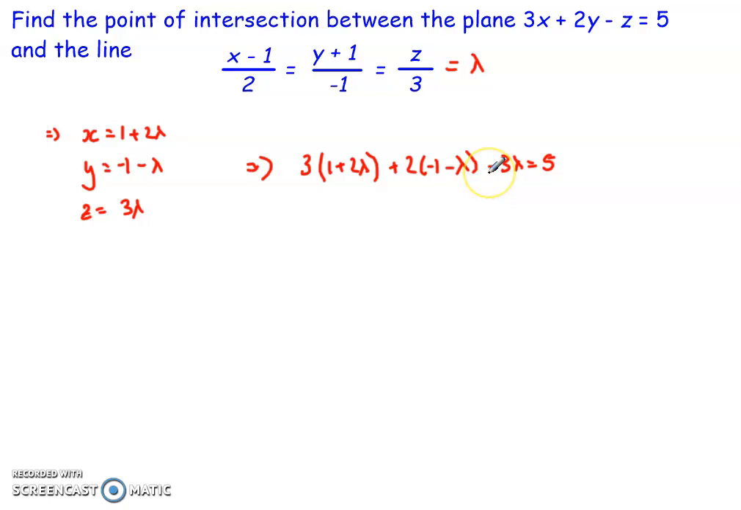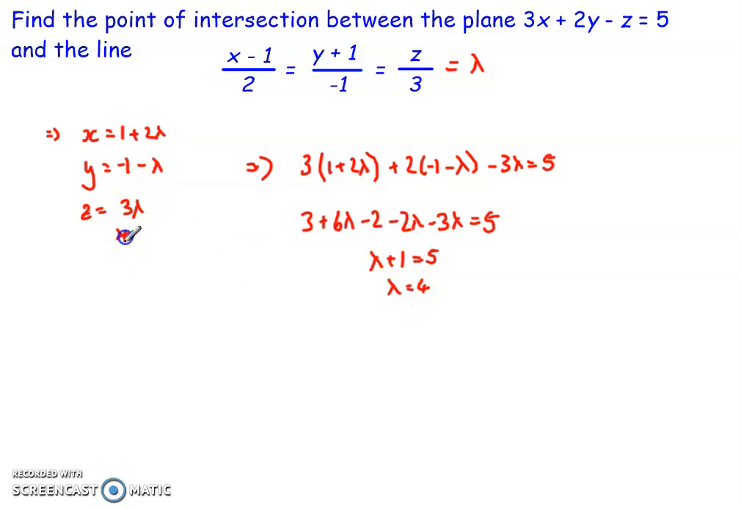So now that I've got all of that, what I have to do is multiply out the bracket and then simplify everything, so get all the lambdas together, all the numbers together, and solve and find the value for lambda for which it works. So if I multiply out the bracket, I get 3 plus 6 lambda minus 2 minus 2 lambda minus 3 lambda equals 5. Sort this left hand side, and what I end up getting is lambda plus 1 equals 5. So lambda is equal to 4.